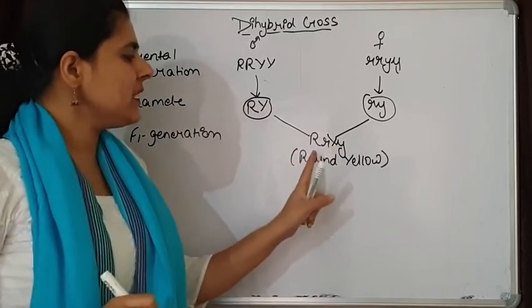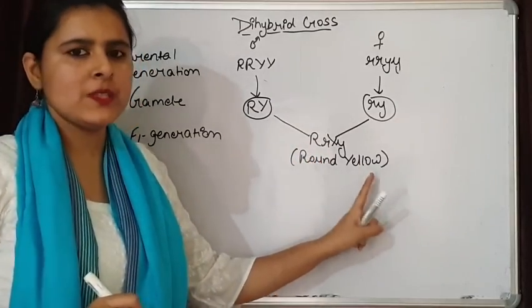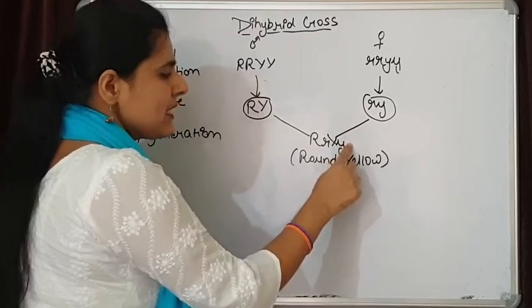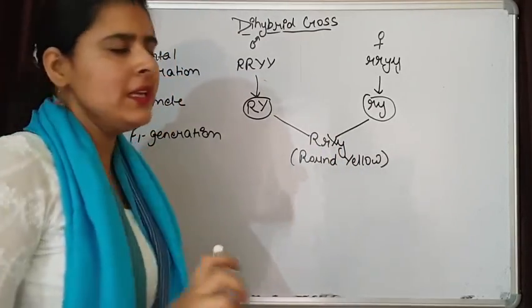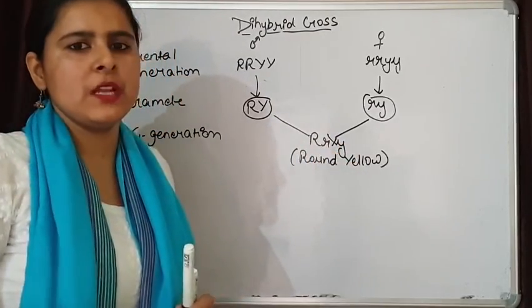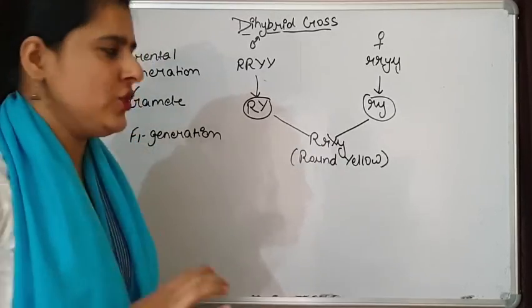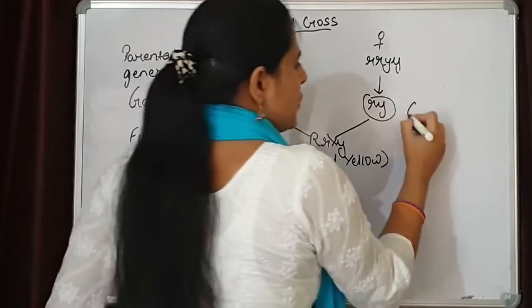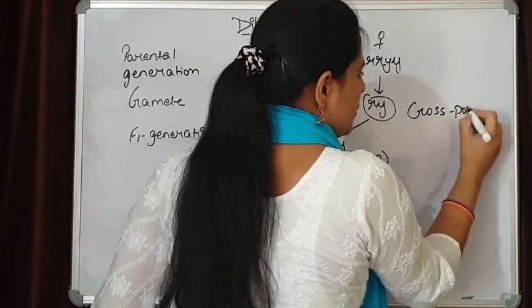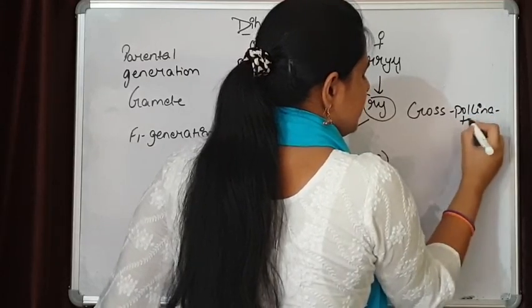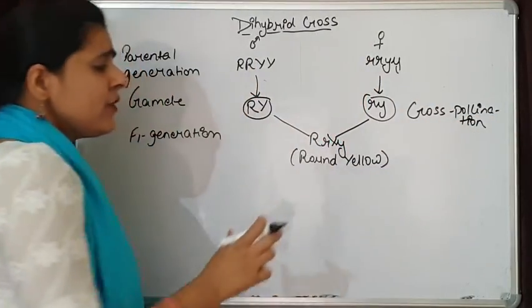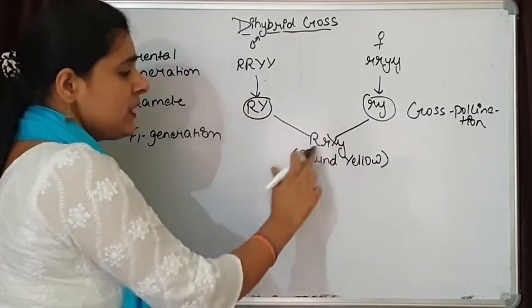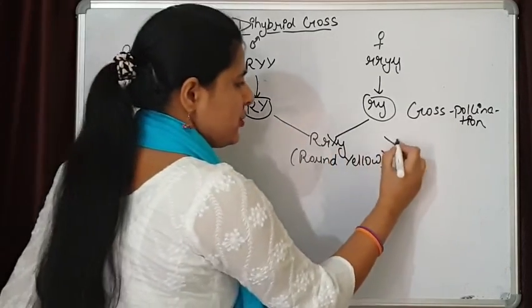So here only the dominant characters are going to express themselves. The expression of recessive traits is not going to be seen, but they are going to express themselves in the F2 generation. So this was cross pollination. Now self pollination is going to take place between the members of the F1 generation.